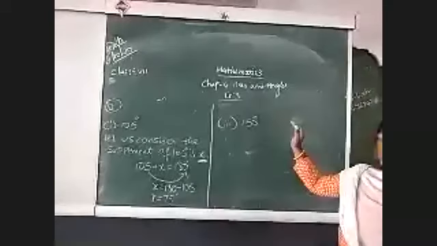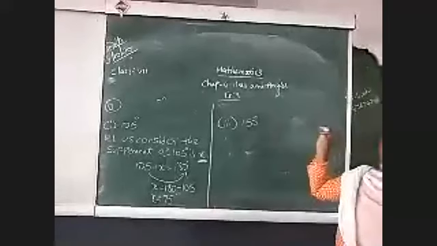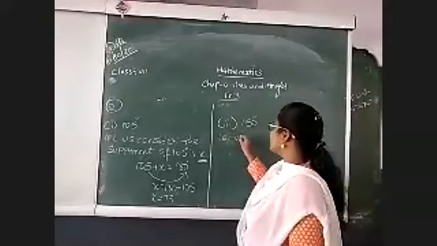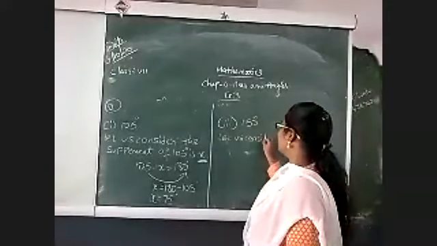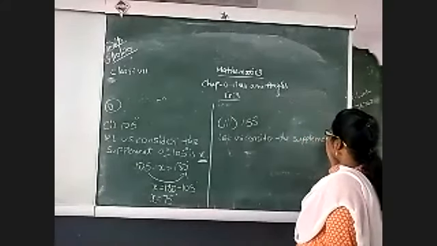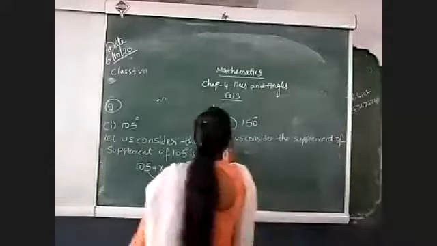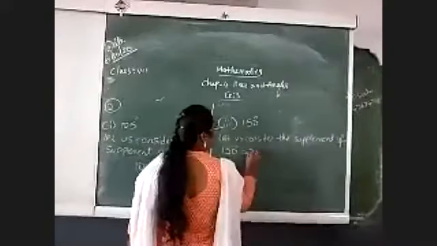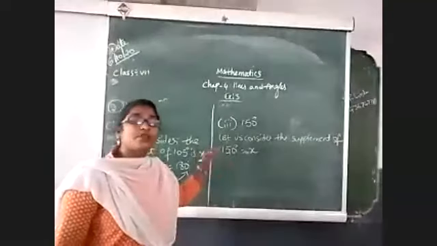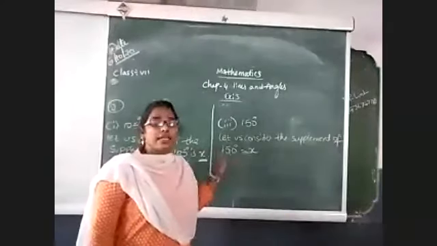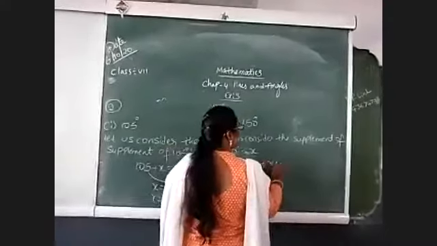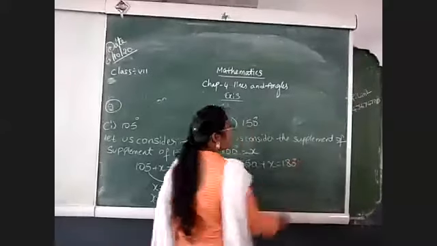Next, 150 degrees. In a similar way, you have to solve this. Let us consider the supplement of 150 degrees equal to x. Now what do we have to do? We add both, and compulsory we should get the result as 180 degrees. So 150 plus x equals 180 degrees.